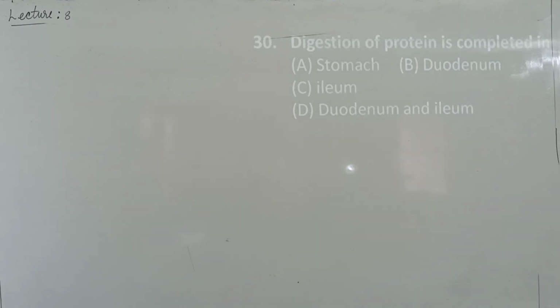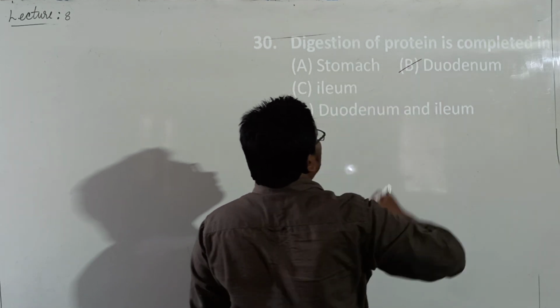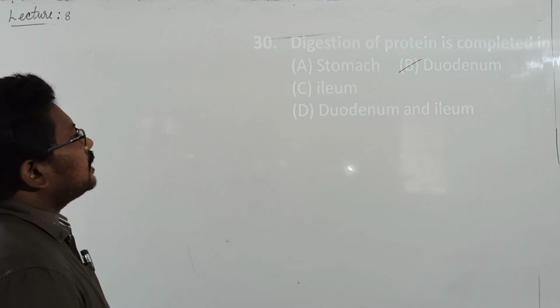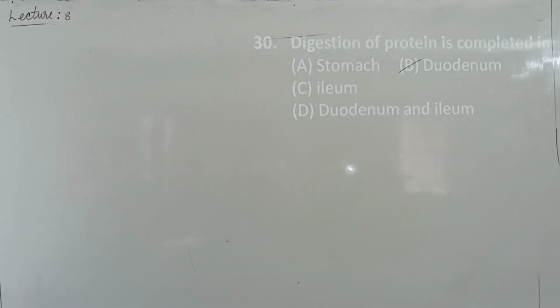The next one. Digestion of protein is completed in stomach, duodenum, or ileum. So here, the digestion of protein is completed in the duodenum, and of course the further absorption will take place in the ileum.